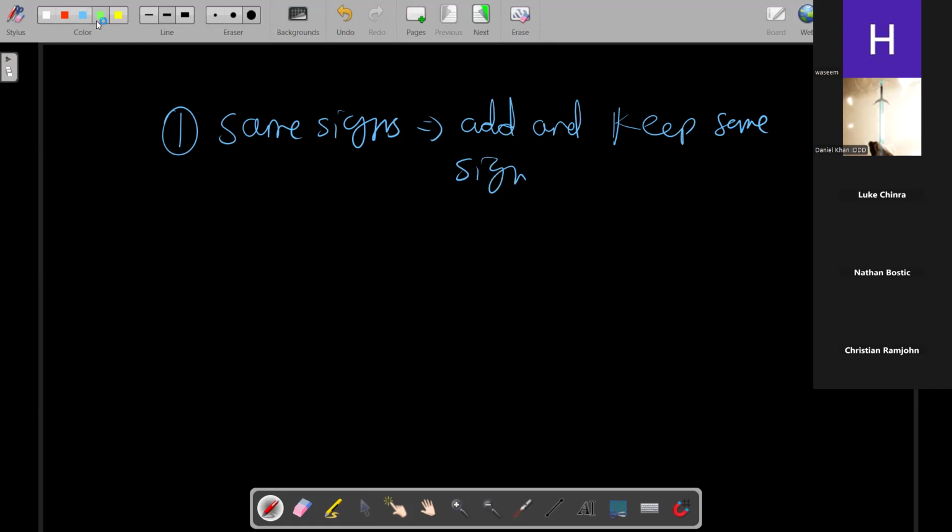An example of this: -3, -2, -7. All of them are the same sign, so we're gonna add and keep the same sign. 7 and 3 is 10 and 2 is 12, so negative 12 here, right?